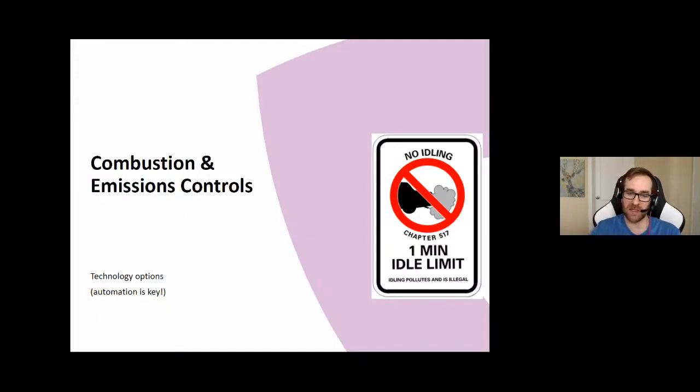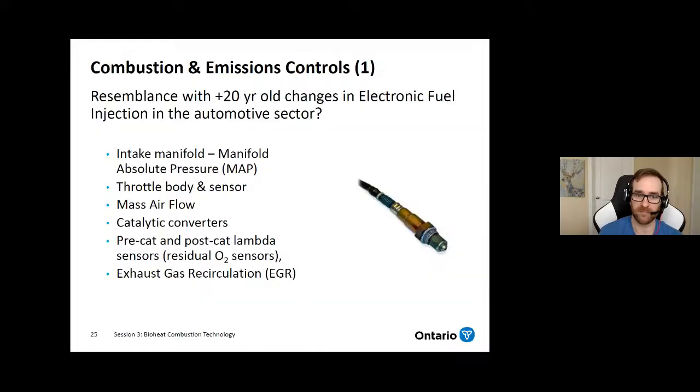So now we can jump into the emission control. When I try to explain how automation made a difference in the appliances that we just saw, I always talk about the advancement of electronic fuel injection for gasoline and diesel engines. They also use a bunch of sensors, and actually a lot of the technology from the automotive sector made its way in the early 2000s in Europe into these hydronic heaters.